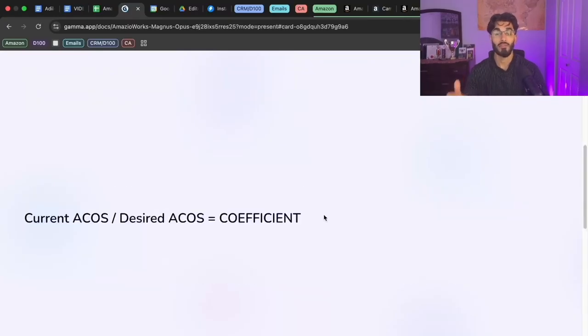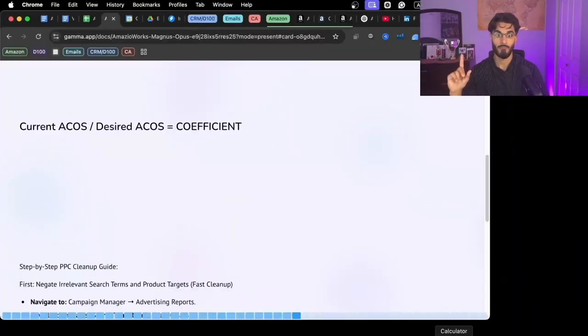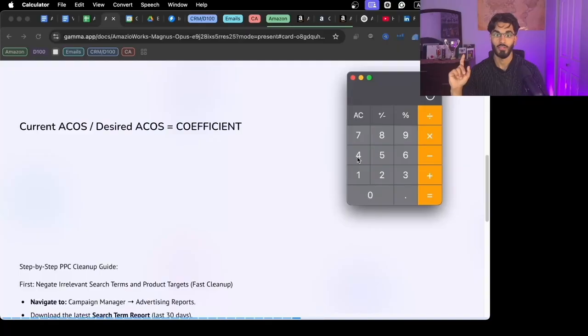Now the next thing we have to figure out is our coefficient. Our coefficient is what we're going to use to manage bids and adjust or increase them. To get this, it's your current ACOS divided by your desired ACOS. For this account, our current ACOS was about 40%, so I'll show you this in real time. Our desired ACOS was around 30%, so 40% divided by 30% gives us 1.33. Now we're going to use this number, so make sure you save your coefficient, because this is how we're going to manage bids and adjust everything.